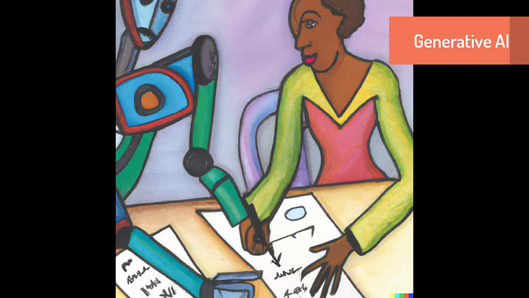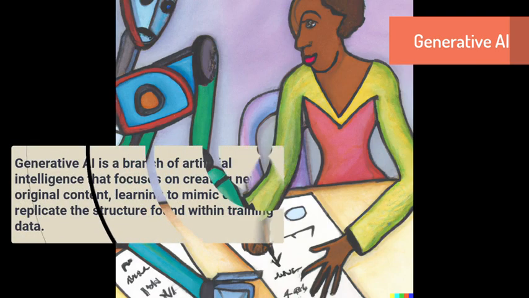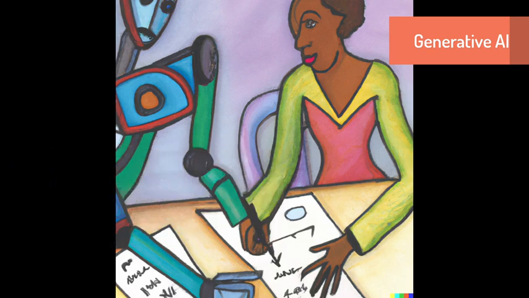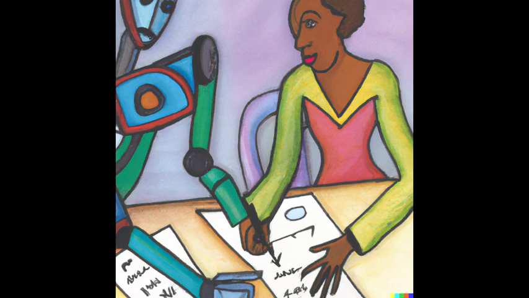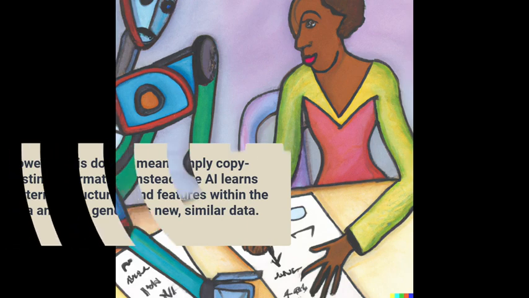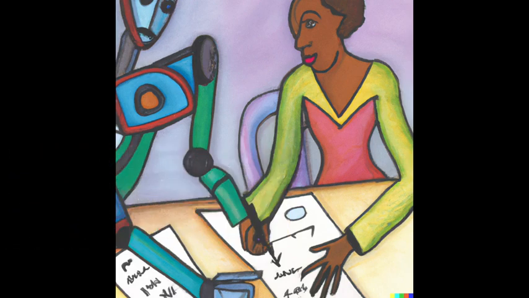Let's dive into generative AI. Generative AI is a branch of artificial intelligence. It focuses on creating new, original content and learning to mimic or replicate the structure found within training data, that is, the data used to educate an AI model. Now, this is super important. This does not mean simply copying and pasting information. Instead, the AI learns. It learns patterns, structures, and features within the data, and then it generates new, similar data.